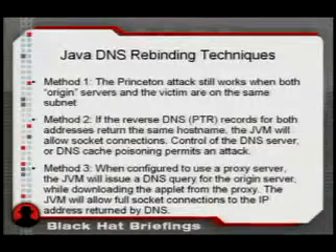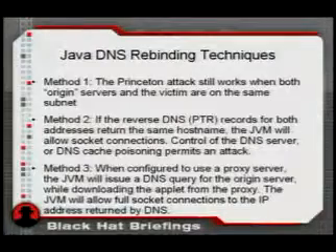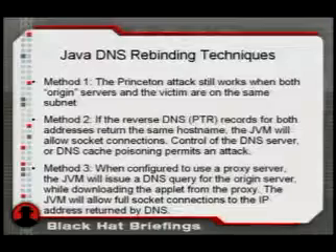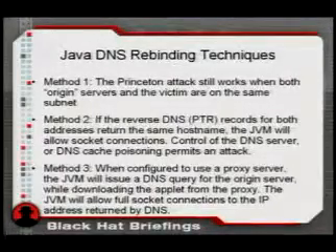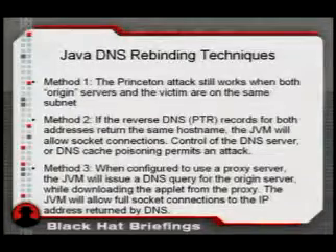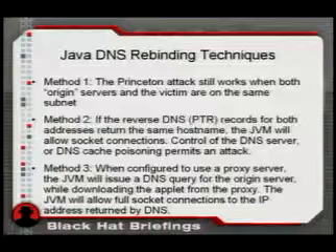The first one isn't really a new attack per se. It turns out that the Princeton attack will still work if the attack server, the victim browser, and the victim server are all in the same subnet. Now, there's not all that many scenarios where that's useful, but it still is telling about how DNS binding does or doesn't work on the JVM.